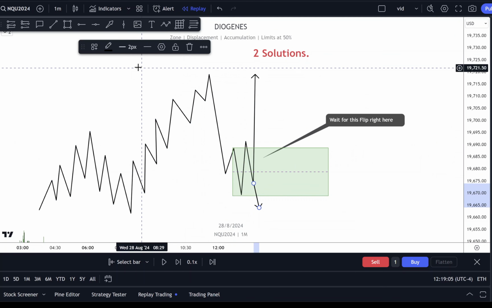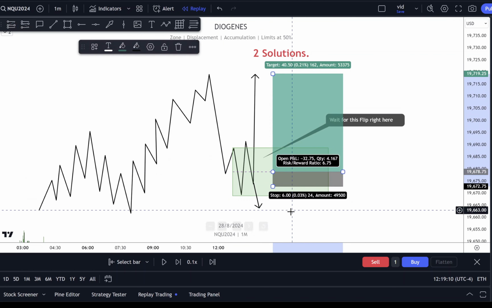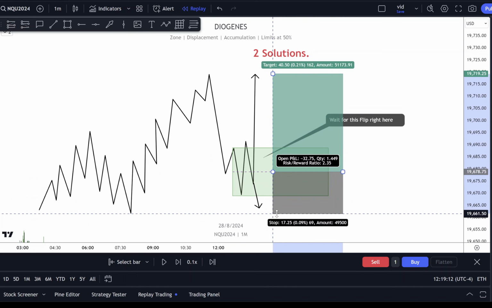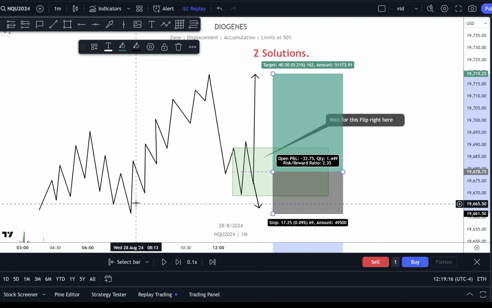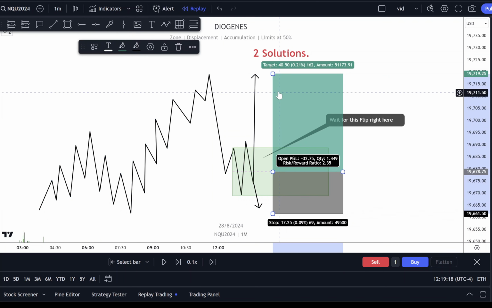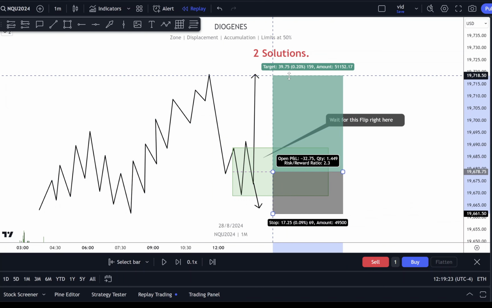So you can take it from this 50%, but your stop will need to stay under the low of the protected higher time frame zone. Okay? We will either take the 1-to-1 or target the week high again.